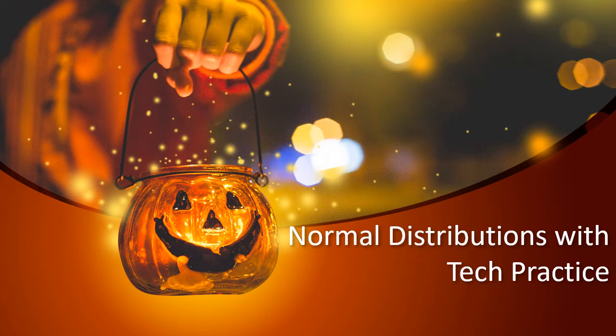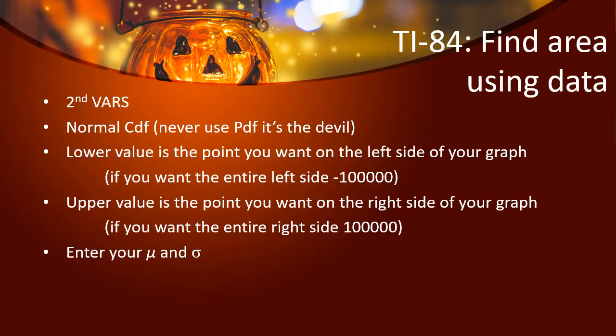Today we're going to talk about normal distributions and practice finding z-scores and areas with TeX. We're going to do a practice problem and then talk about assessing whether or not something is normal. This version is for the TI-84. These are the directions for how we find area using data. Go ahead and pause and write this down, and then on the next slide I'll show you how to do this on the 84.